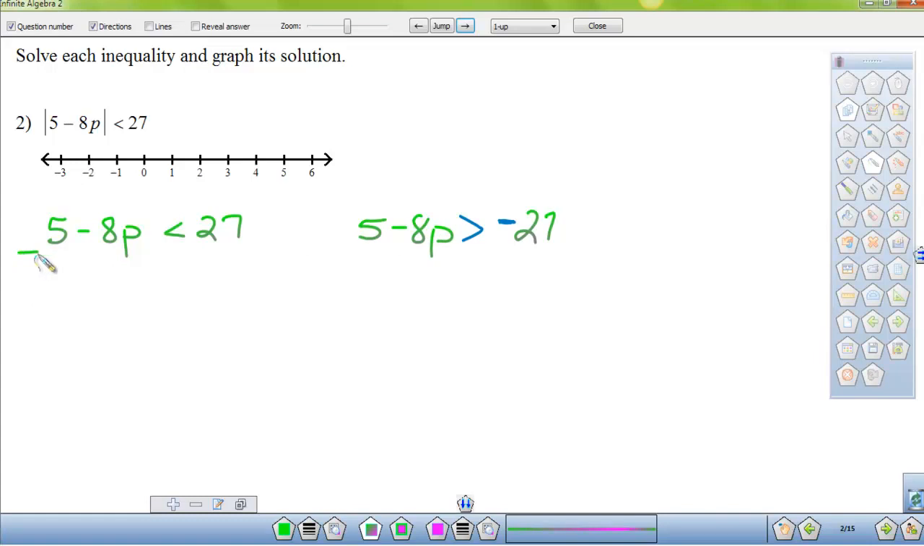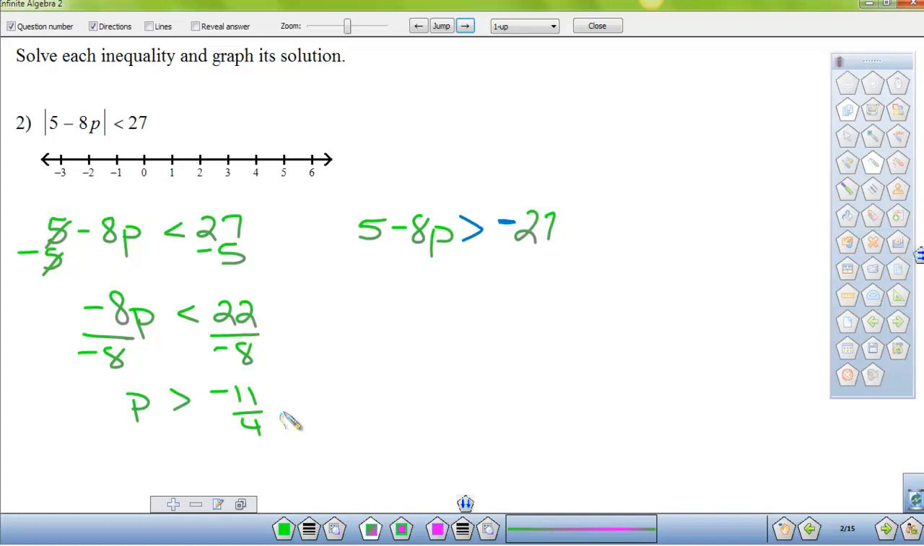Okay, so again, we're going to start by isolating the variable, and I'm going to start by subtracting 5 from both sides. Don't drop that negative, a very common mistake. And when you subtract these two, you get 22. And I'm going to divide by a negative. And again, when you divide by a negative, you've got to flip that symbol over. And I'm just going to reduce this down to negative 11 over 4, which does equal negative 2 3/4. We'll come back to that later.